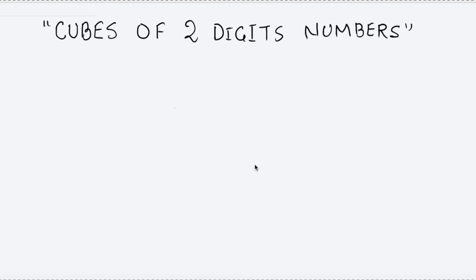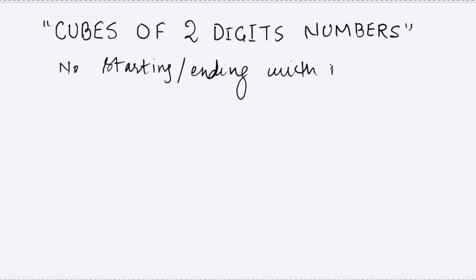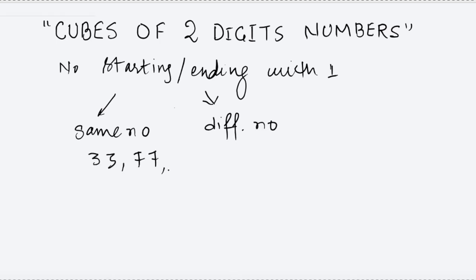So in the last video, as you know, we discussed cubes of two different kinds of numbers, which are numbers starting with one or ending with one. In this video I'm going to do two different types of cubes: one of same numbers and one of different numbers. For example, same numbers can be 33, 77; different numbers can be 37, 54 and likewise. This will complete this segment of videos on finding cubes of two digit numbers.